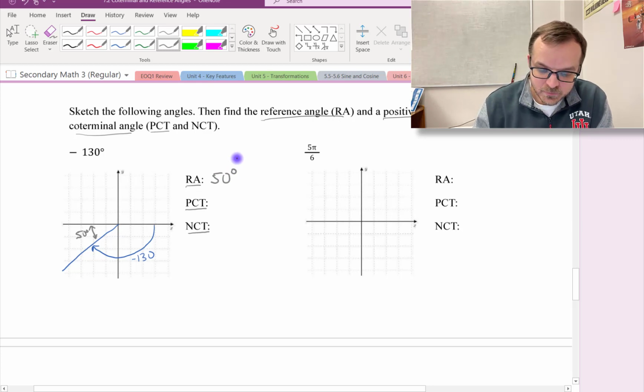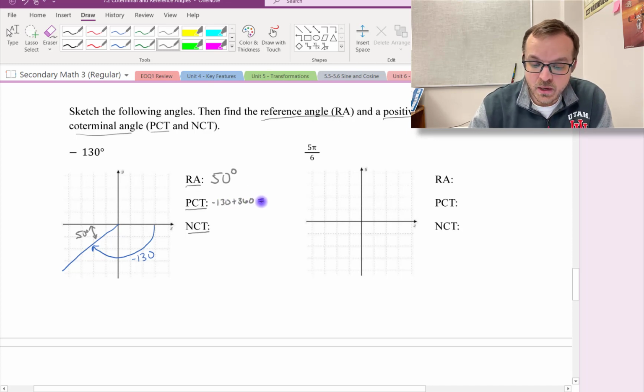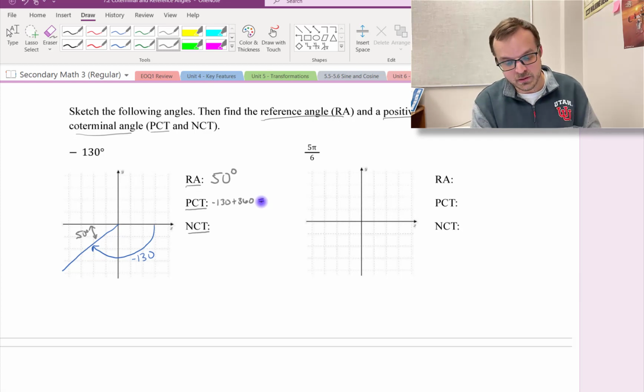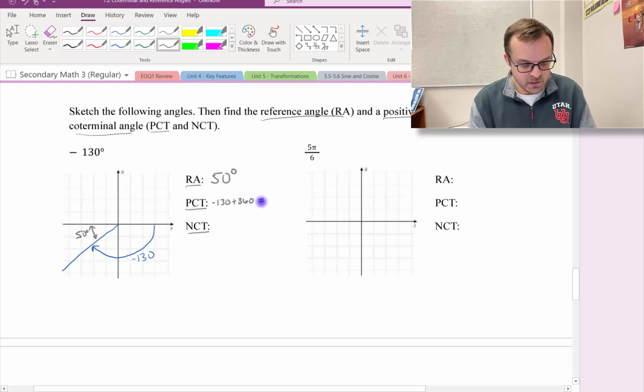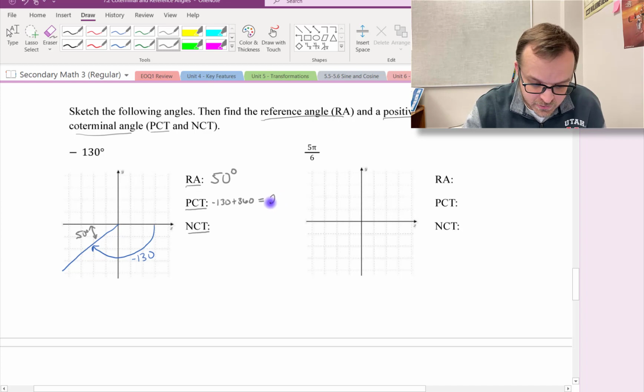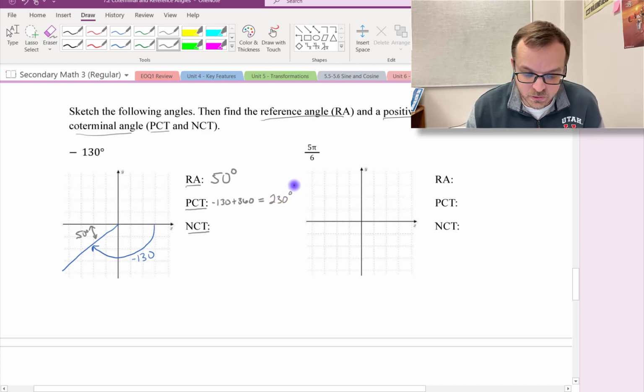Positive coterminal, we're just going to take the negative 130 and add 360 to that. Remember, that's how we can find a positive coterminal. We can add or subtract the 360 when we're given an angle in degrees. And you can use your calculator to do that if you need to. You can grab your calculator, or you can head on over to Desmos to do this addition really quick for you. I got 230 degrees. That would be a positive coterminal.